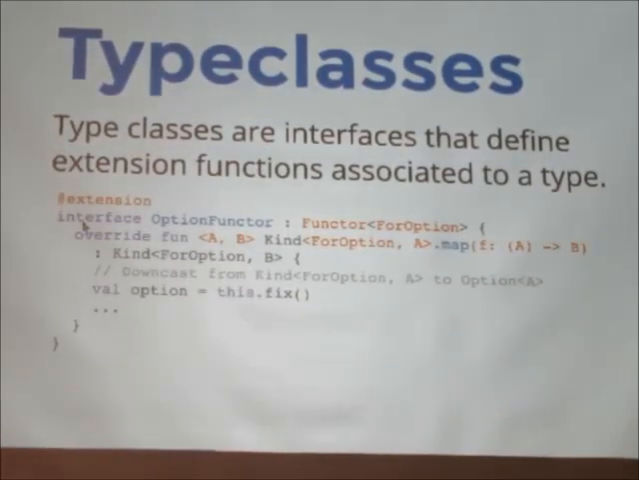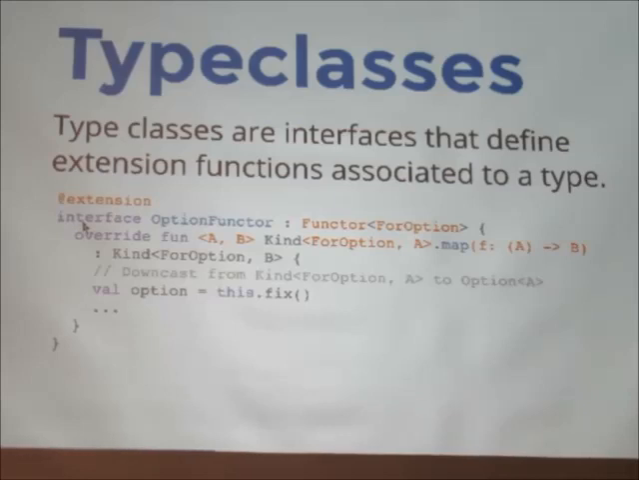So the last thing for the moment is called type classes. A type class is essentially an interface that contains extension functions that are associated with some type. So in this case, Functor is actually a type class. If we look at how it's actually implemented, we can see OptionFunctor, which is how we actually get the map function on options.